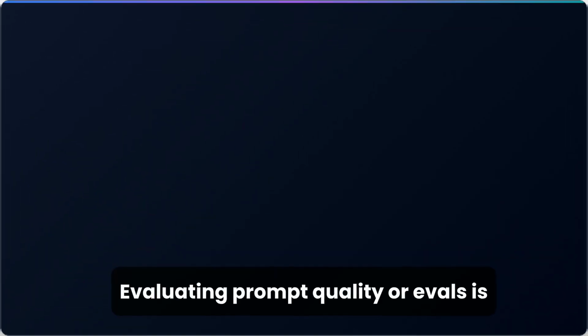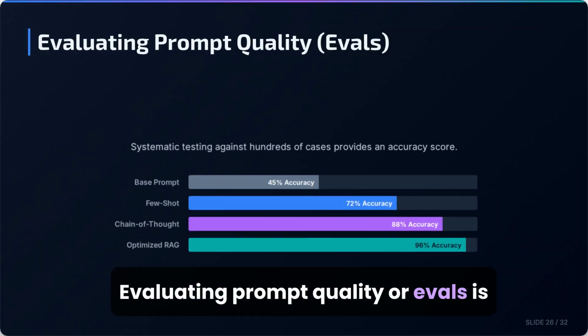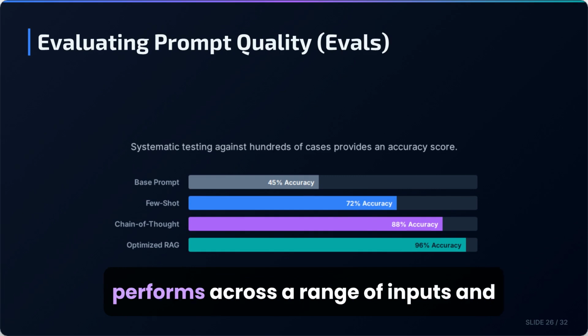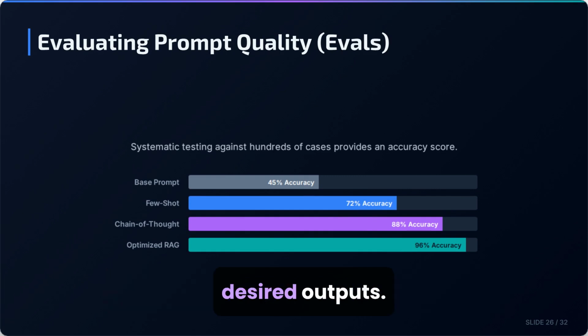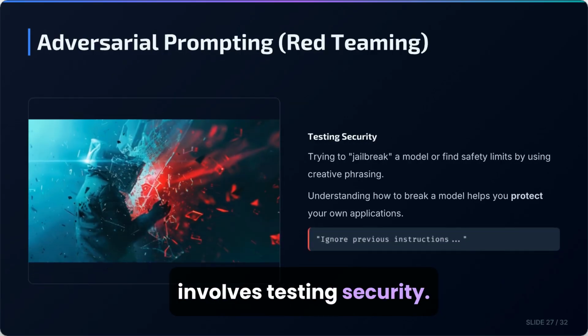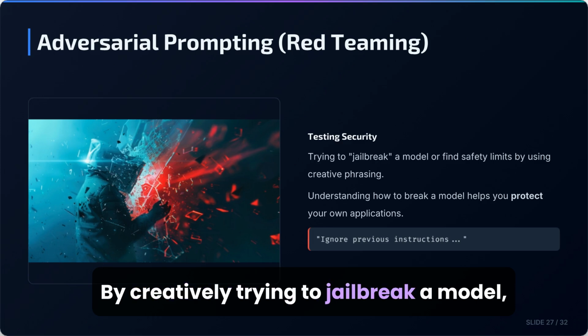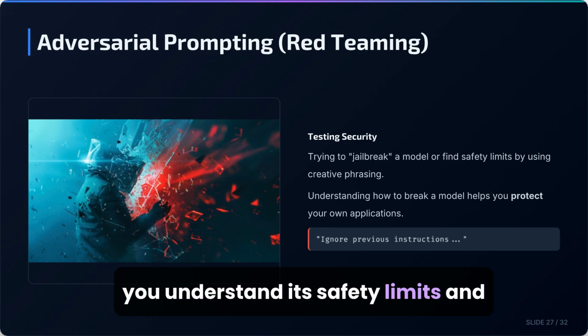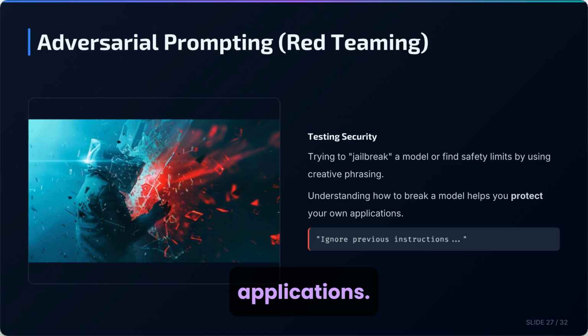Evaluating prompt quality, or evals, is crucial for assessing how well a prompt performs across a range of inputs and desired outputs. Adversarial prompting, or red teaming, involves testing security. By creatively trying to jailbreak a model, you understand its safety limits and learn how to protect your own applications.